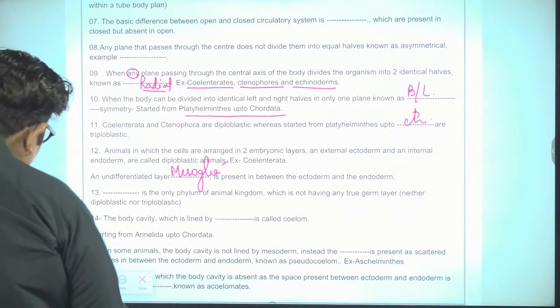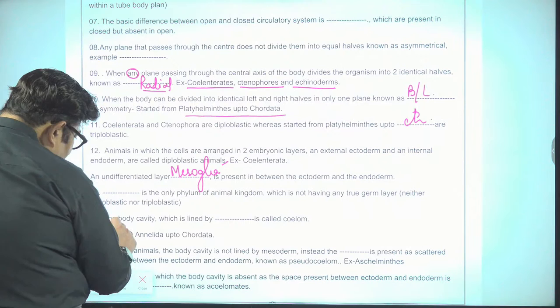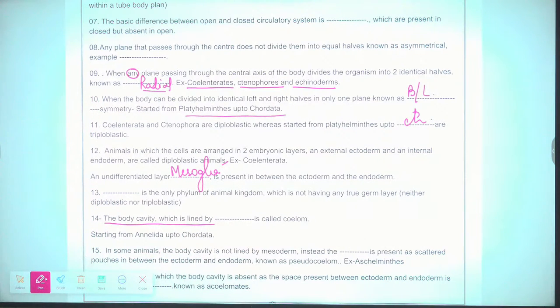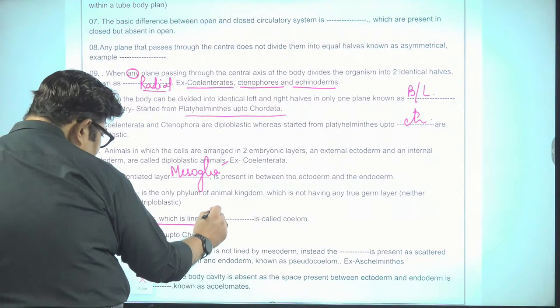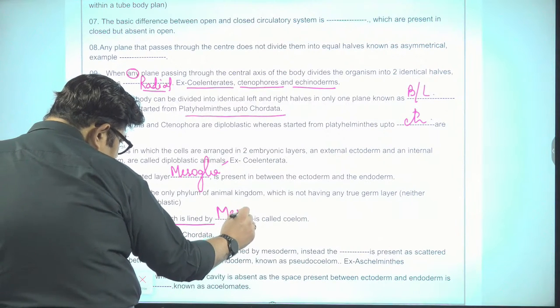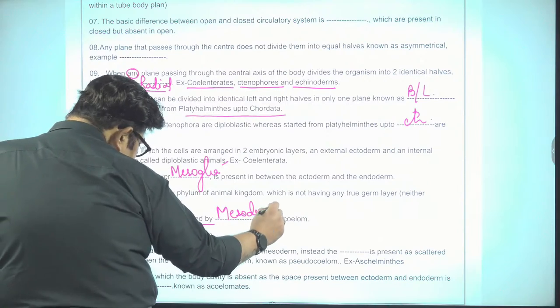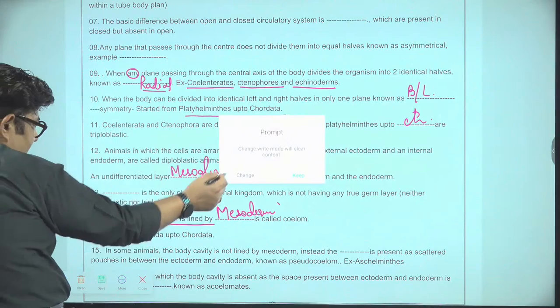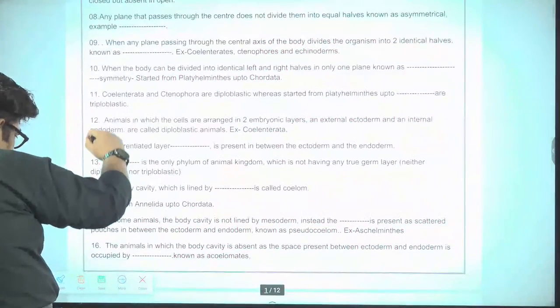The body cavity which is lined by dash is called coelom. Yes, it should be lined by mesoderm. This coelom is lined by mesoderm. Let us see. We'll do up to 20 and then we will see some bits. Question number 15.